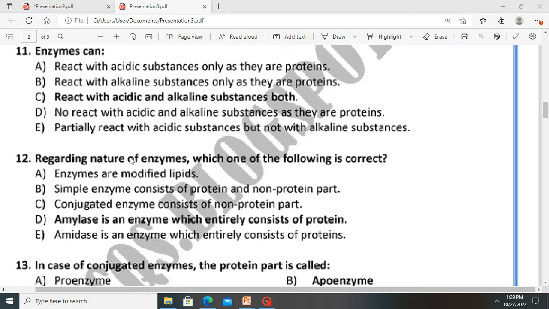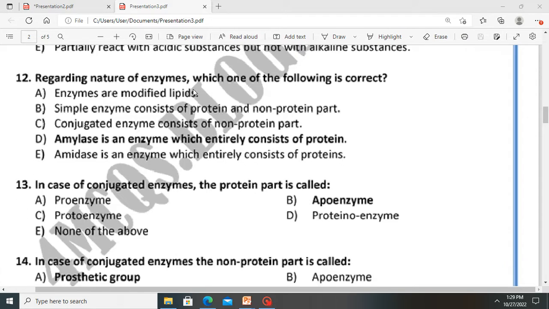Regarding the nature of enzymes, which one of the following is correct? Enzymes are modified lipids. No. Simple enzymes consist of protein and non-protein parts. No. Conjugated enzymes consist of a non-protein part only. No. Amylase is an enzyme which entirely consists of proteins. Yes. So amylase is an enzyme which consists mainly of proteins.